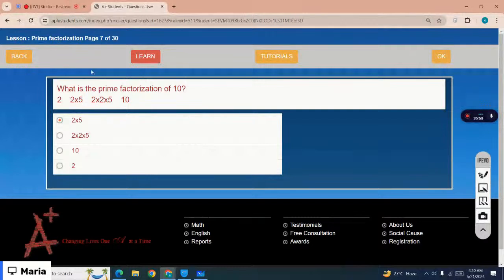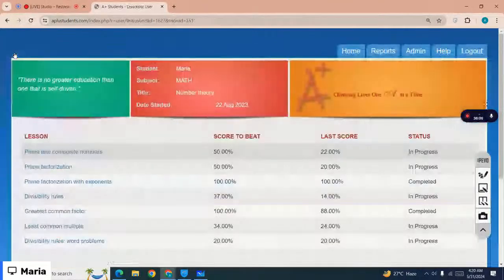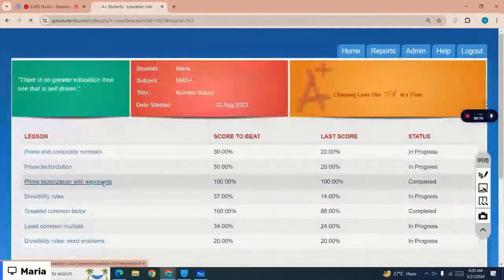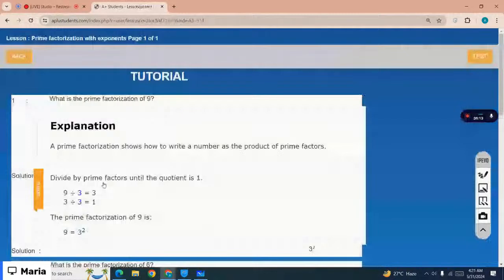And the next lesson is prime factorization with exponents. So now we know how to make the prime factors, right? We just want to learn how we write them.